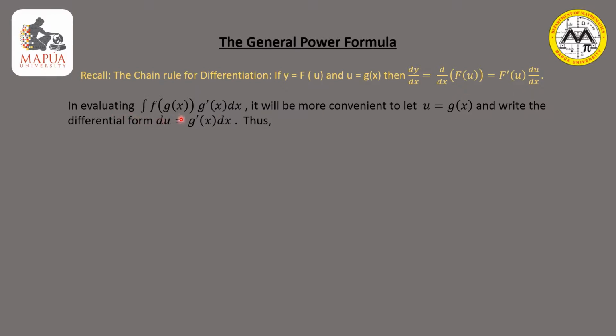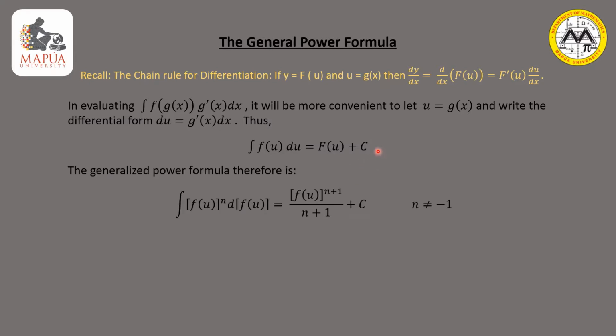That in evaluating the integral of f of g of x times g prime of x dx, it will be more convenient to assign g of x as your u and write the differential du representing g prime of x dx. Thus, this integral here can just be written as integral of f of u du, for which the integral would just be equal to capital F of u plus c. Okay, this is a direct result of the definition of the integral.